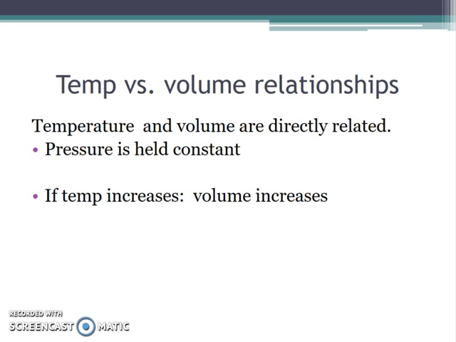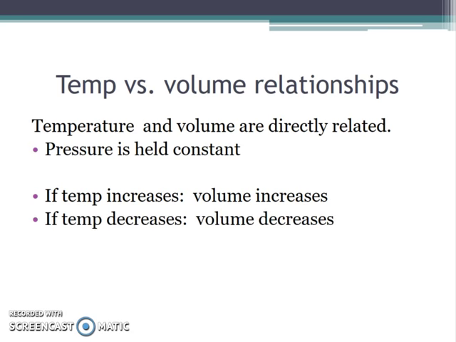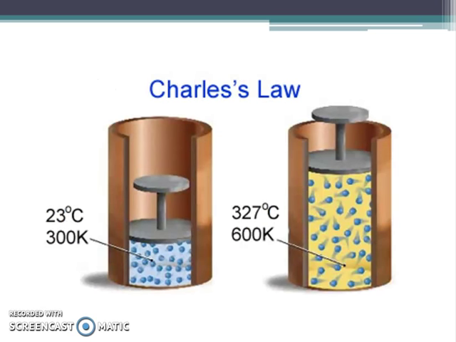So if they both increased together, what's going to happen if the temperature decreases? You got it. The volume will decrease as well. If we were in a general chemistry course, this is what it would look like if we used an equation to go with it. But in this course, we are not going to be using an equation, but you can see that they do have a direct relationship with one another. We call this temperature and volume relationship Charles' Law.